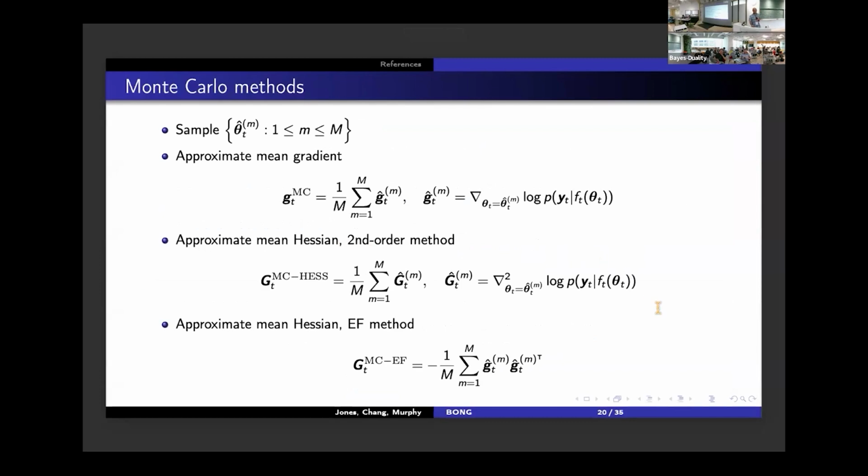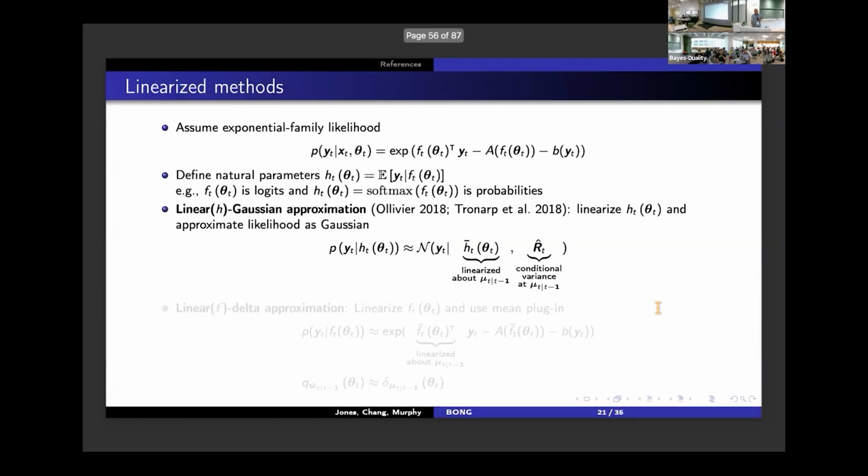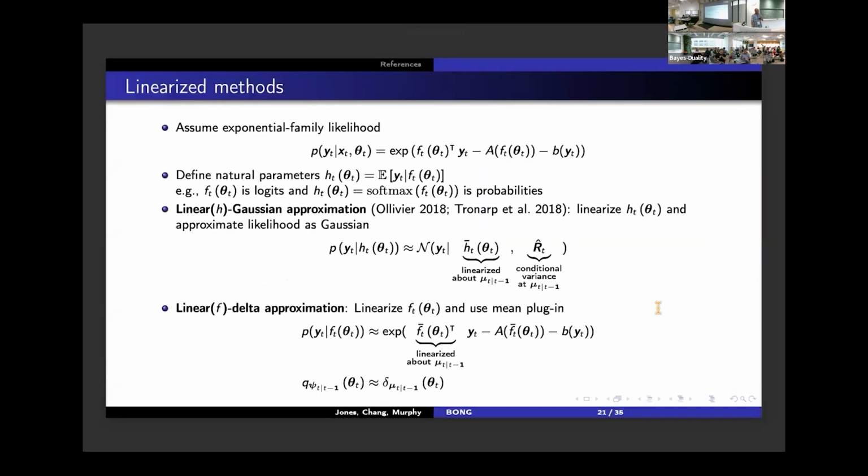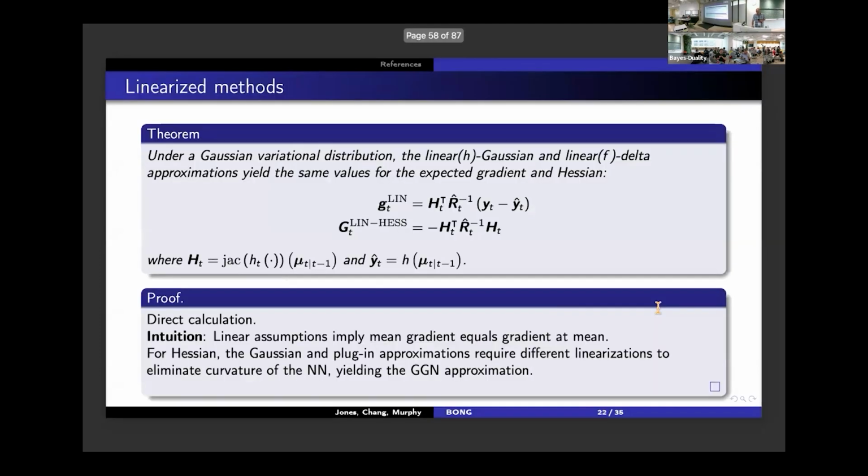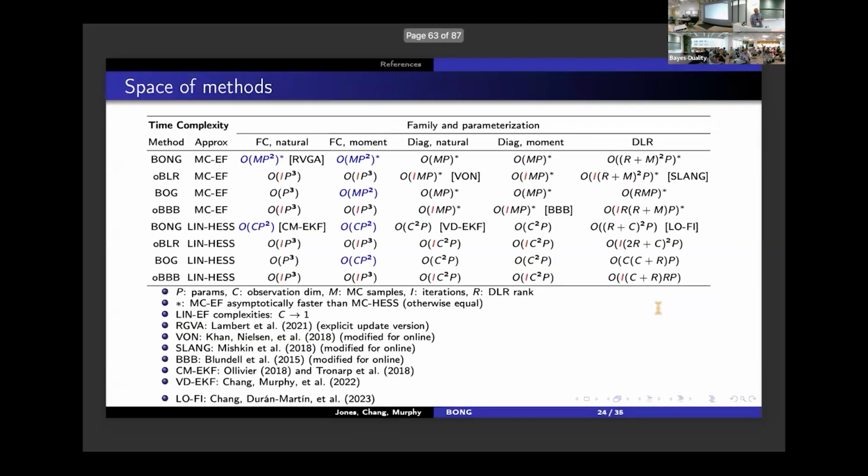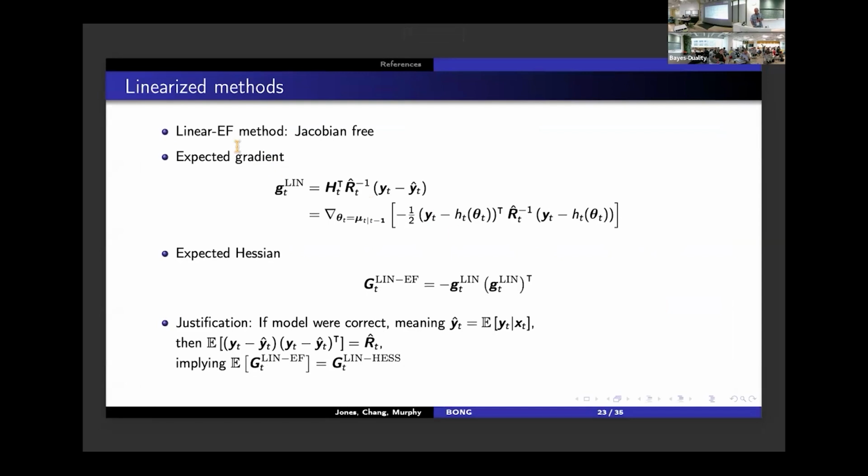Okay. Our previous paper, the lo-fi paper, that is the linearized version. So that's where that comes in. Lo-fi is BONG plus the linear approximation on a DLR belief state. Right. So finally, we can do EF in the context of the linear approximation. So this is just one further approximation.